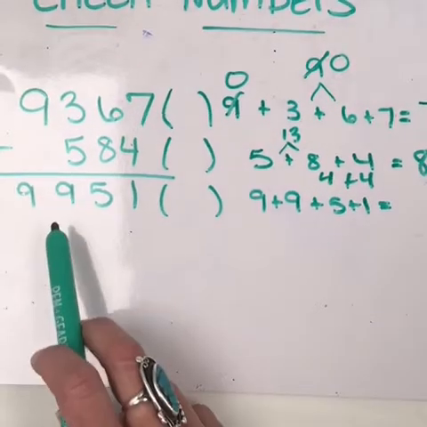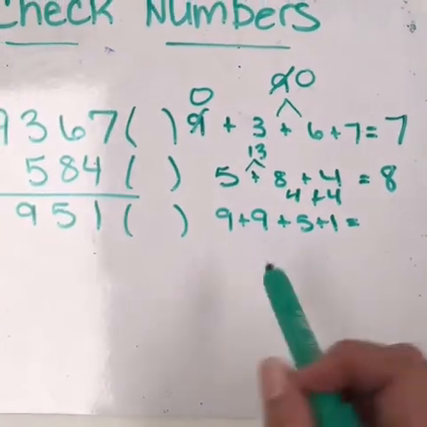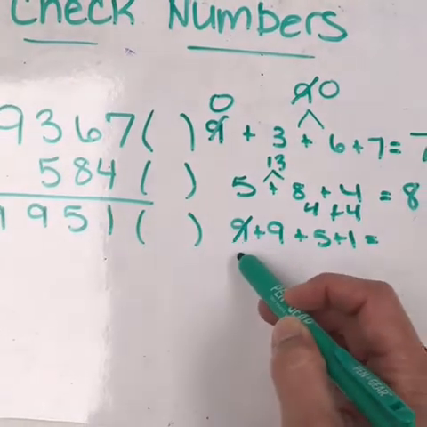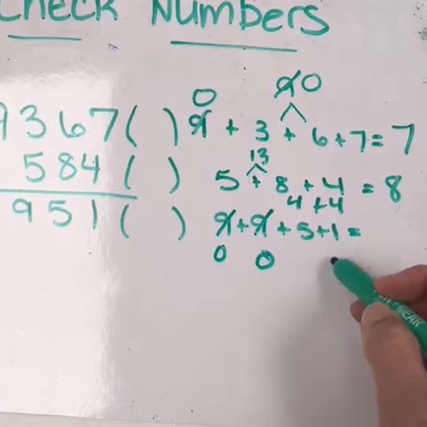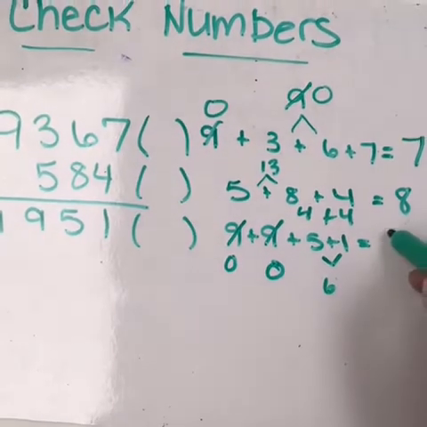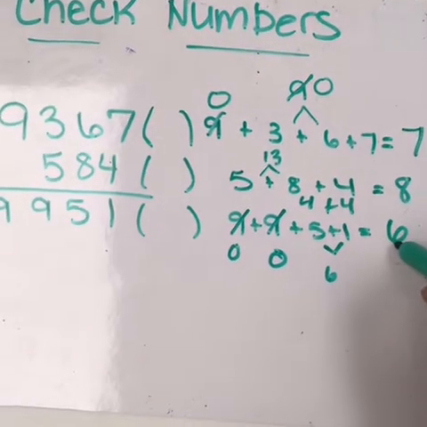To find the check number for this last number, I'm going to add my digits, but again, this really is 0 because there's no remainder when you divide by 9. And I have 6 left over. So my check number is 6.